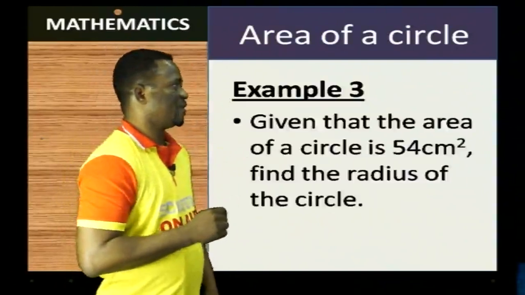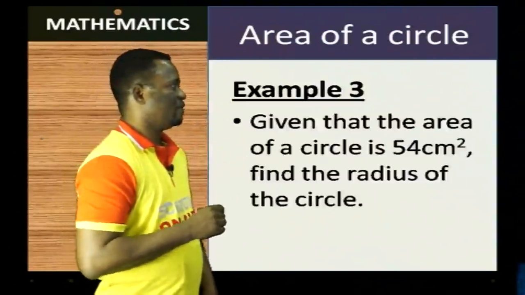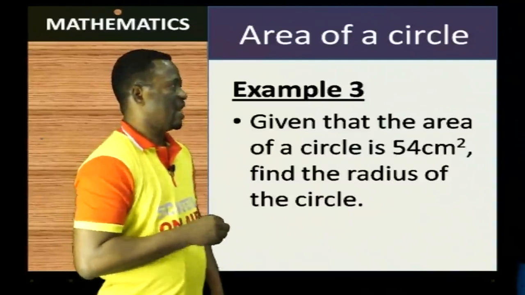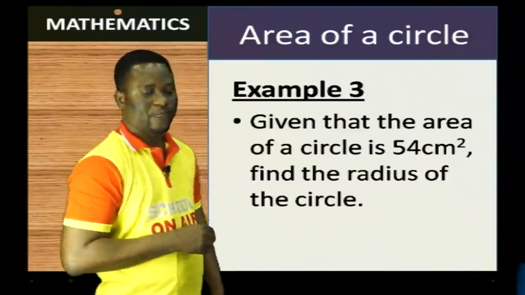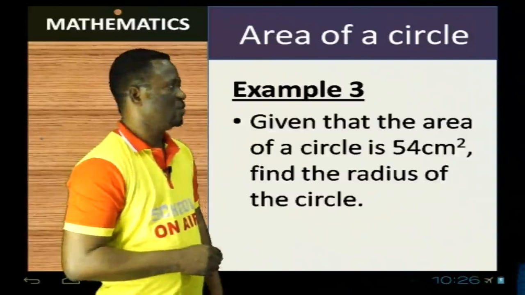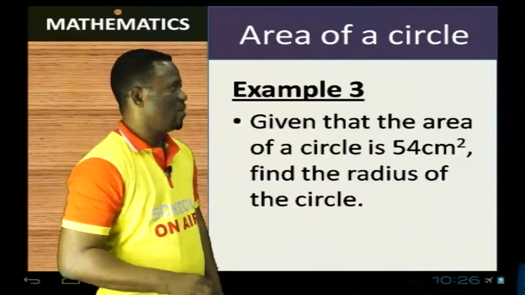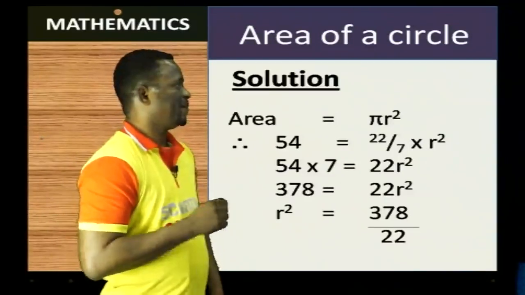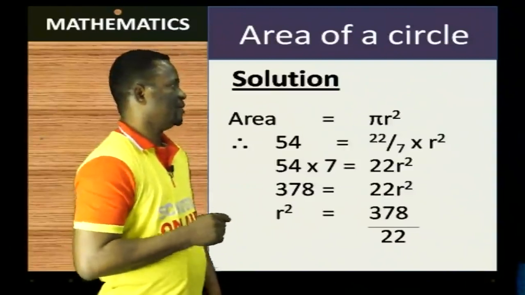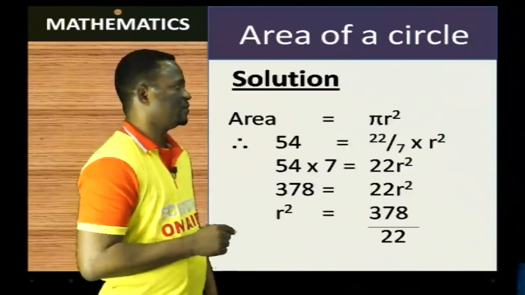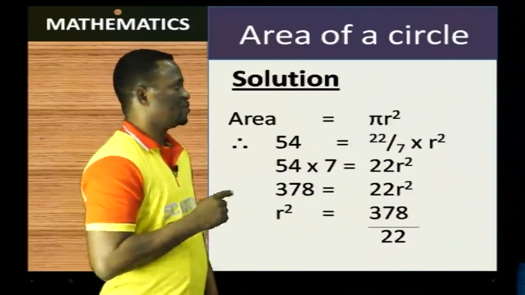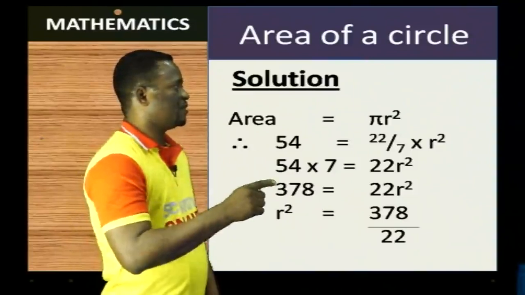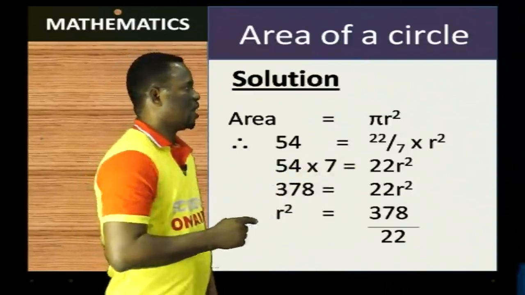Third example for illustration. Given that the area of a circle is 54 centimeters squared, find the radius of the circle. Here, we are given the area and the radius is required to be calculated. This is also fairly simple. What we need to do here is just to make the radius the subject of the formula. As we can see, area is equal to pi r squared, the formula. Therefore, 54 is equal to 22 over 7 times r squared. We can cross multiply here because 22 over 7 times r squared is a product. So we have 54 times 7 is equal to 22 r squared.